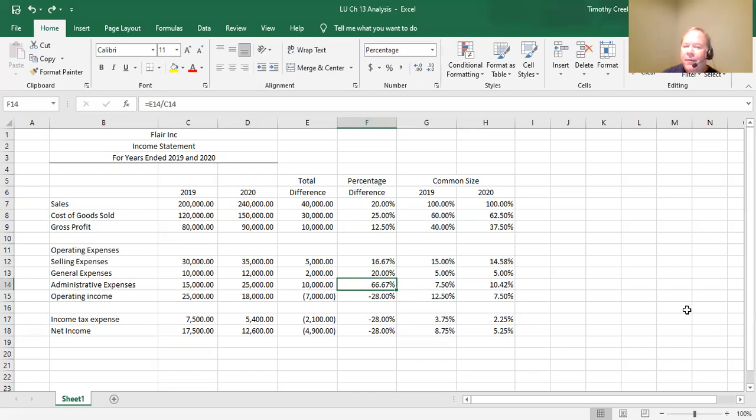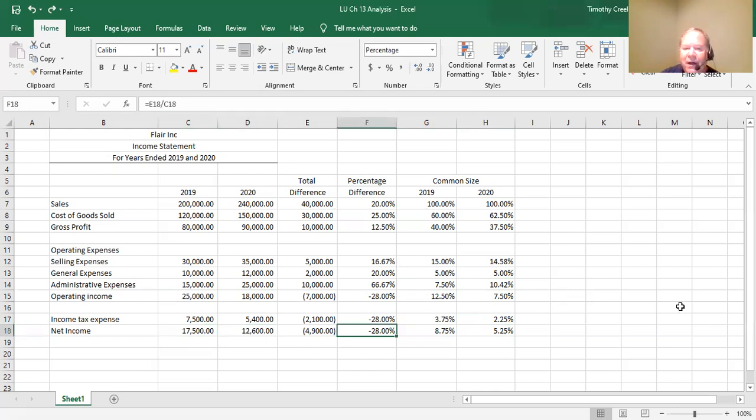That would be like an automatic red flag. This is way over what it was before. This is a huge increase. And notice that it went from 7.5% of sales up to almost 10.5% of sales. Income tax expense dropped, but it really doesn't matter because income tax expense is based on your operating income. But net income was down 28%.